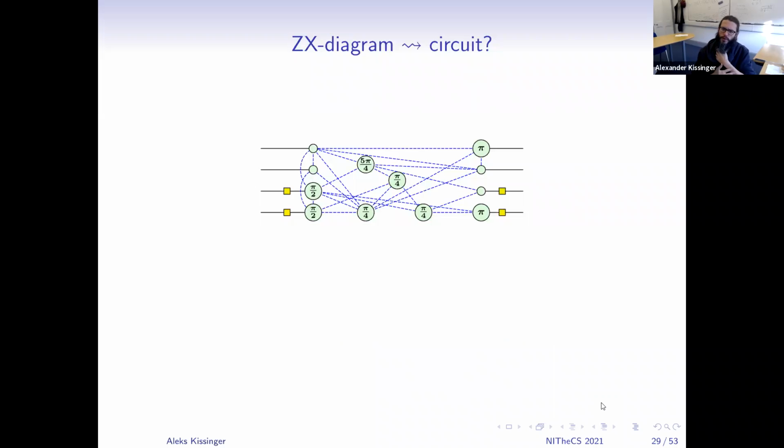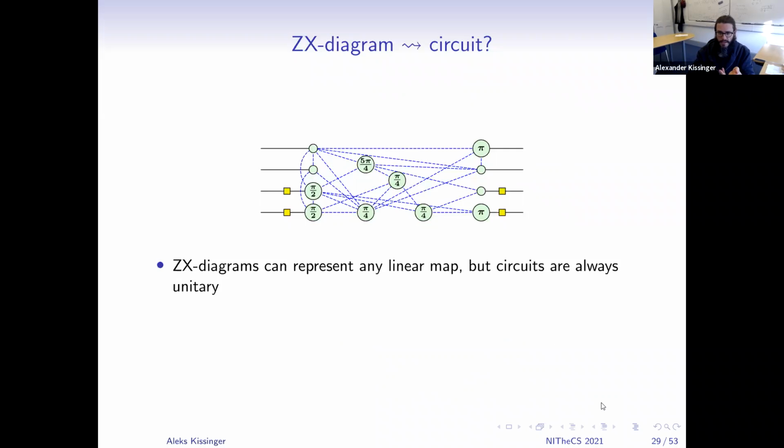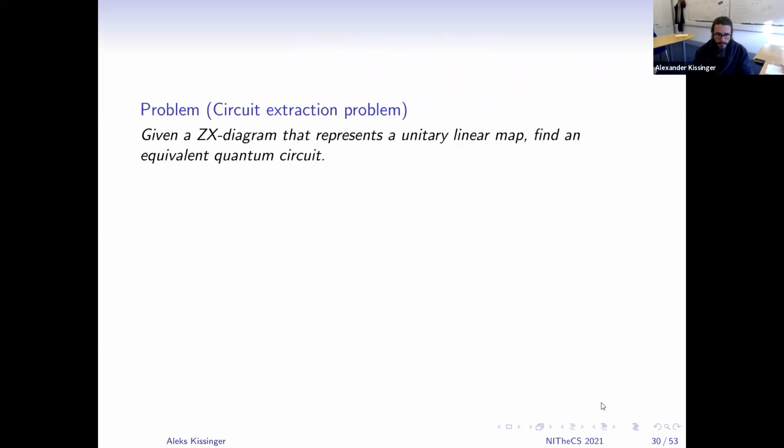So a question is, if I have a graph like this, how can I get a circuit back out of it? Well, for one thing, ZX diagrams can represent any map, but circuits are always unitary linear maps. So it's not the case that I can always do this, because not all ZX diagrams are equal to circuits. So you can pose this as quite an interesting problem: given such a diagram that represents a unitary, try to find me an equivalent circuit.